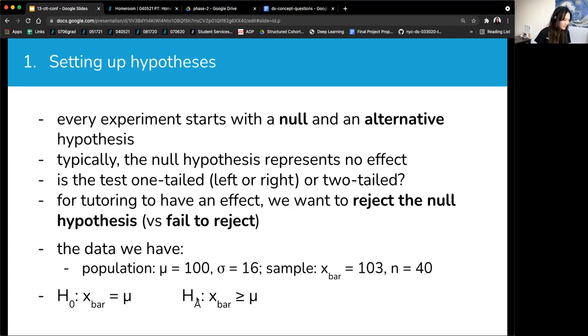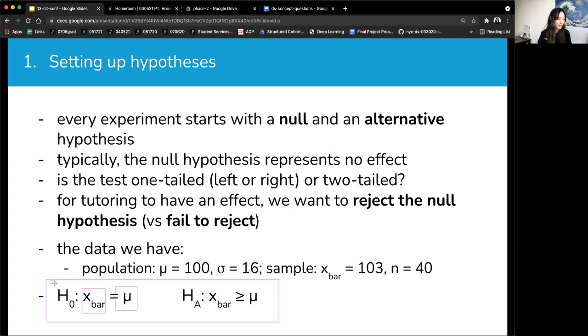So in this case, this is how we notate our hypotheses. Let me draw some boxes here. H0 stands for null hypothesis, and it's just saying that X bar, which is the average of those 40 students who were tutored, is actually just the same as the population average, which is 100.